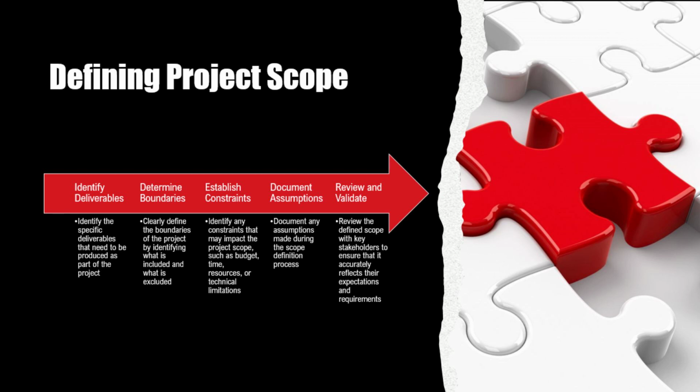This involves identifying the deliverables to be produced, defining the boundaries of the project, identifying any constraints that could impact the scope and documenting any assumptions made. It is also necessary to review and validate the scope with stakeholders to confirm that it accurately reflects their expectations.